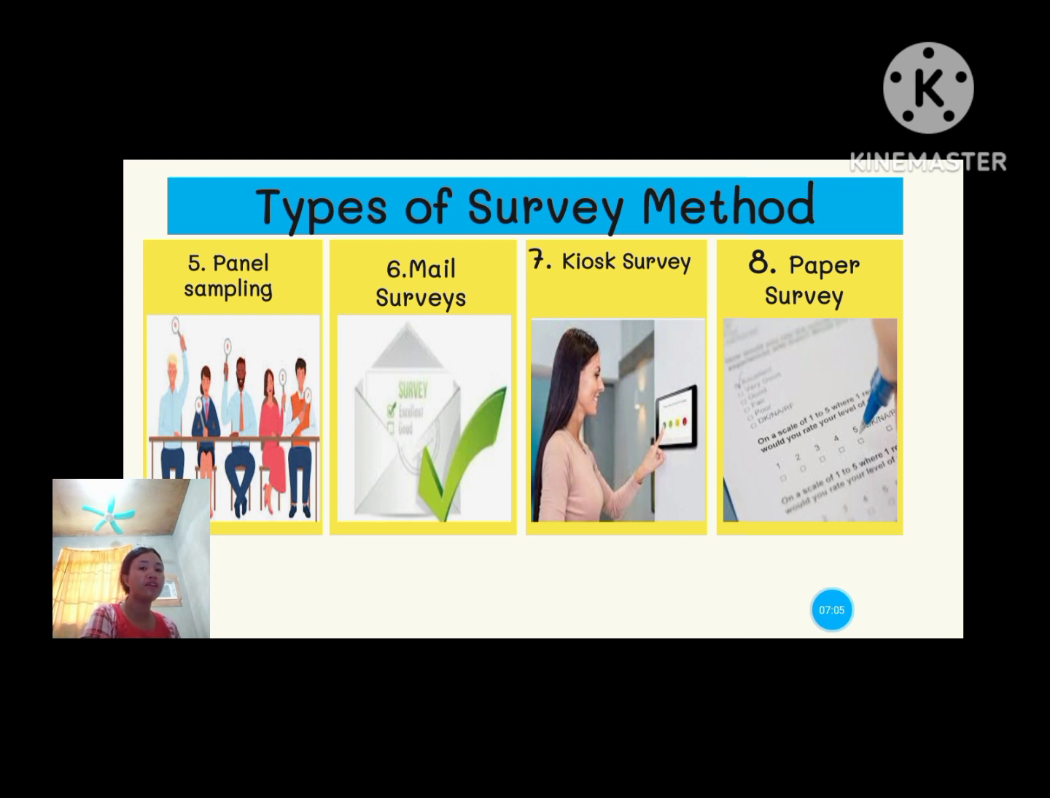So those are the types of survey methods. Once again, the 8 types of survey method are the online survey method, chat surveys, face-to-face, focus groups, panel sampling, mail surveys, kiosk surveys, and last is the paper survey.